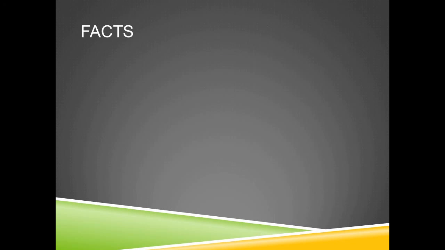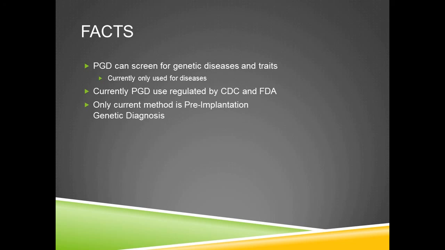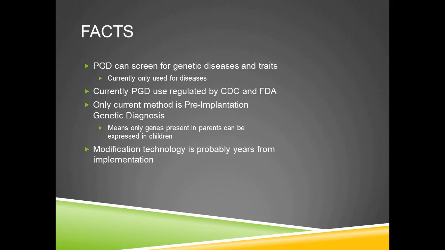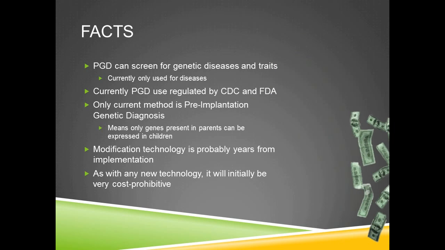So what are the cold hard facts? PGD can screen for diseases and traits, but is currently only used for the former. PGD is regulated by both the CDC and the FDA. The only method normally in practice is PGD, which means children cannot express any genes that aren't in the parents' genomes. In other words, embryos can be created and screened for diseases and traits, but currently the only option is to choose between them, not to alter them. The technology to modify embryonic genes on a large scale is probably years away from implementation. As with any new technology, initially this will be very expensive.